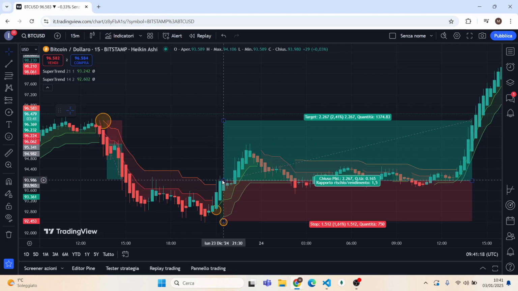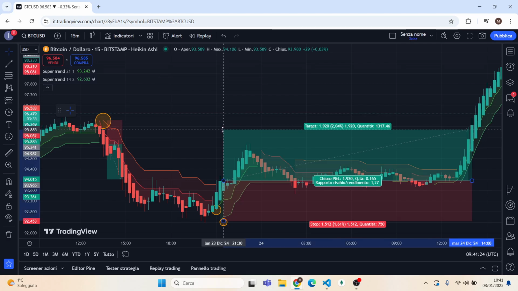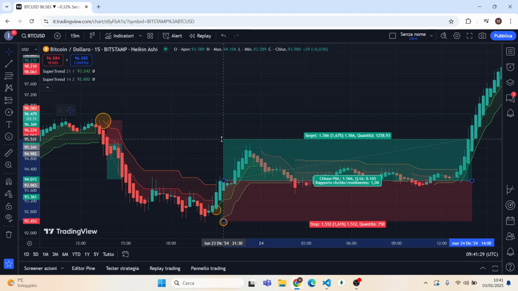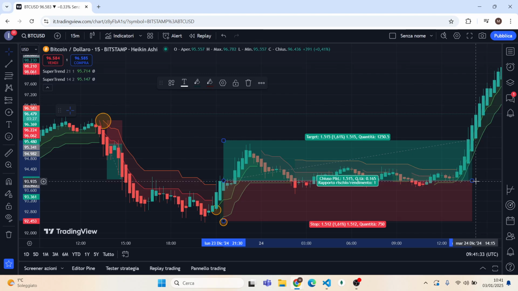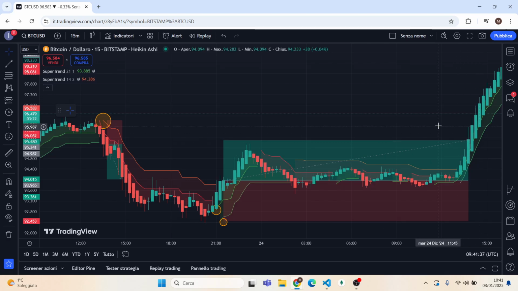Okay, you can open your position, setting your stop loss to the lowest super trend, and take profit 1 to 1. So it would have been here, as you can see, and it would have been a success. It would have been closed here, and you would have made some profits.